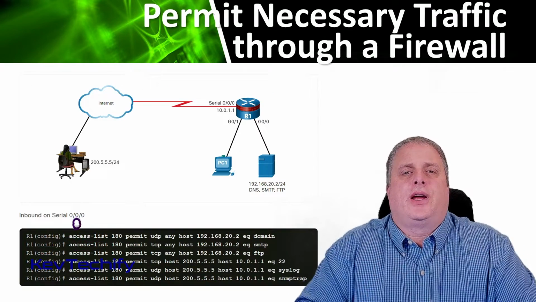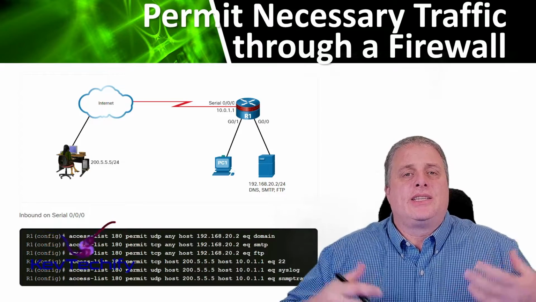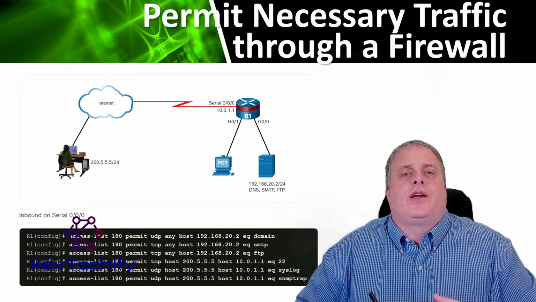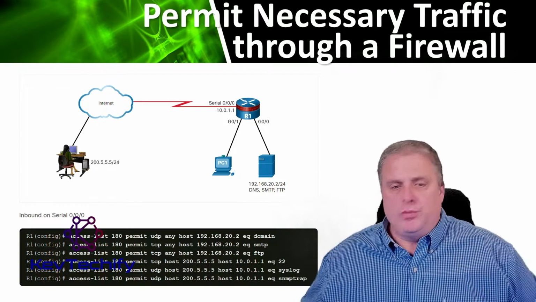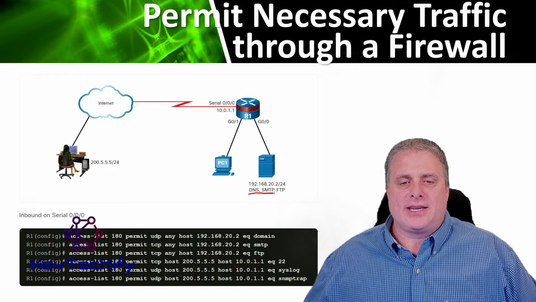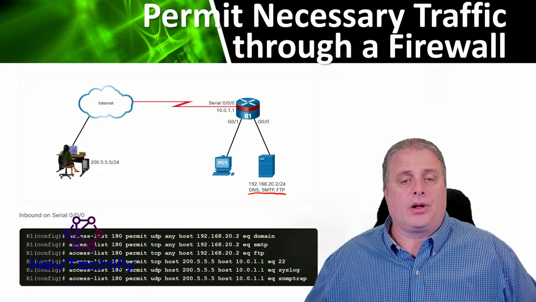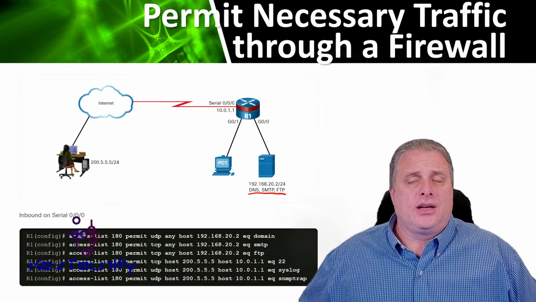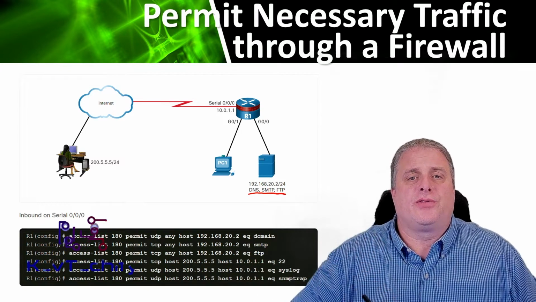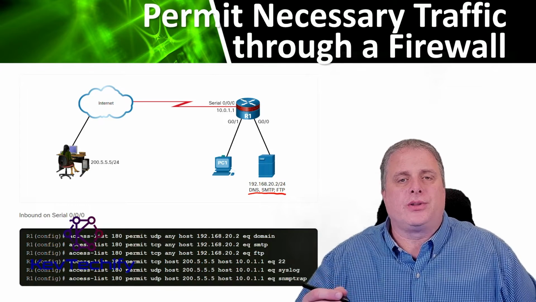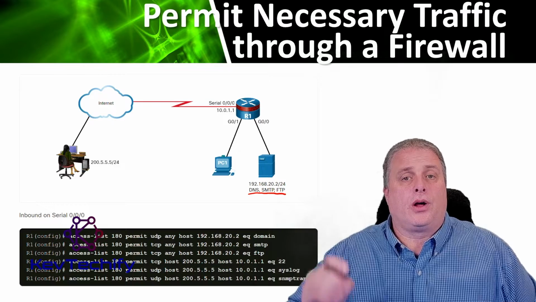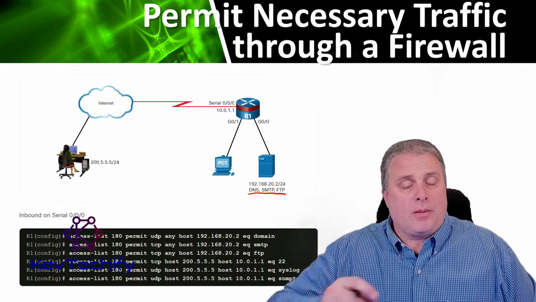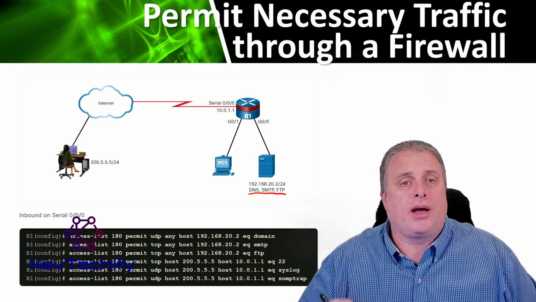An effective strategy for mitigating attacks is to simply permit only certain types of traffic through a firewall. For example here, you may let DNS, Simple Mail Transfer Protocol, and FTP traffic through your firewall. You could also allow services like SSH and Simple Network Management Protocol, SNMP, that may have to go through the router depending upon what you are doing.